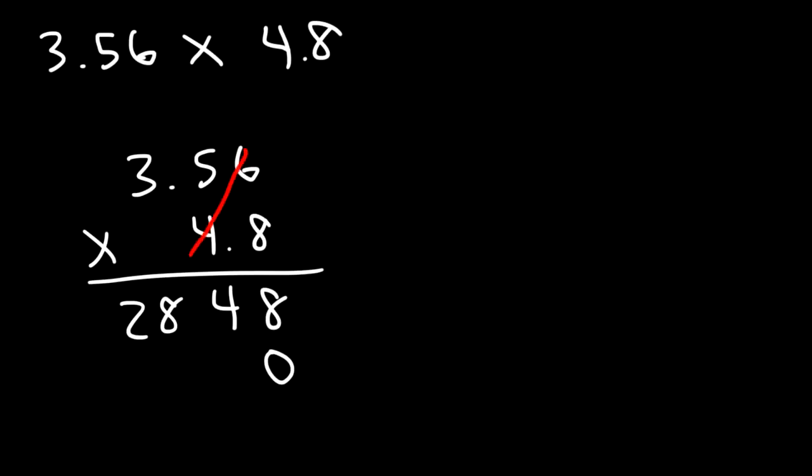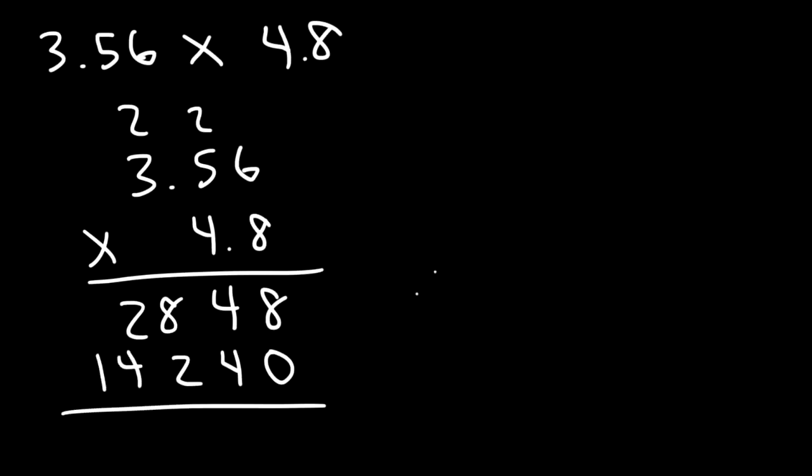So now we have 4 times 6, which is 24. So let's write the 4, carry over the 2, and then 5 times 4 is 20, plus 2, so that's 22. And then we got to carry over the other 2. And 3 times 4 is 12, plus 2, so that's 14. So now let's add up the numbers. 8 plus 0 is 8, 4 plus 4 is 8, 8 plus 2 is 10, bring over the 1, and then we have 4 plus 2 plus 1, which is 7, and then we have a 1.